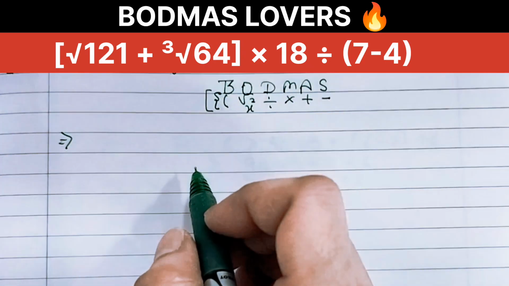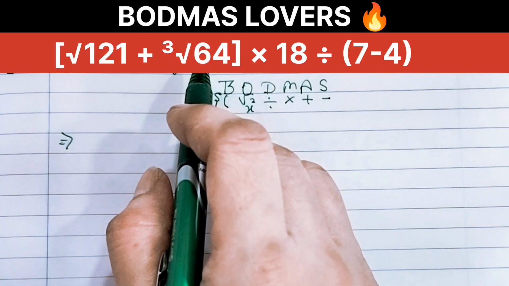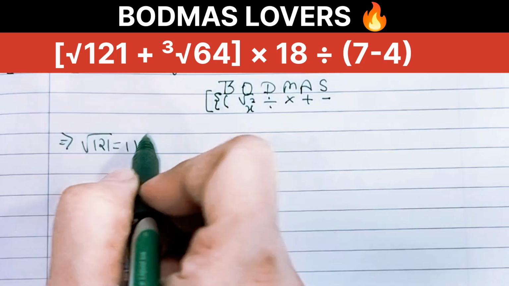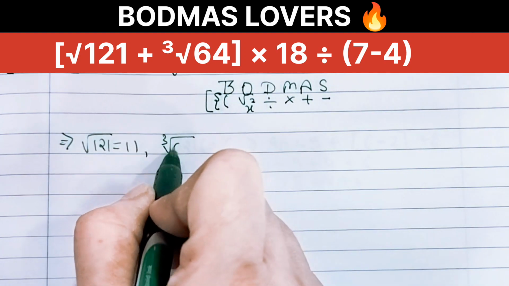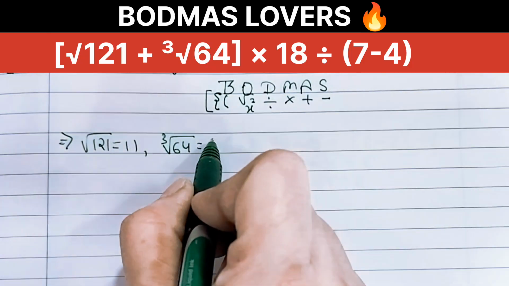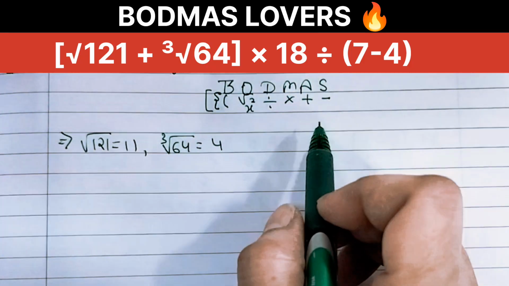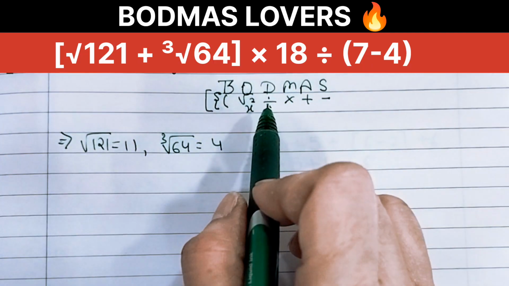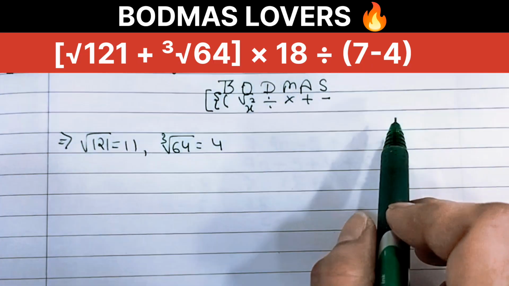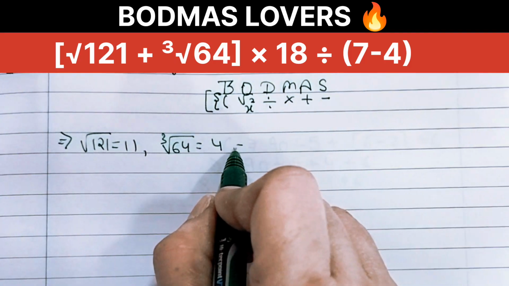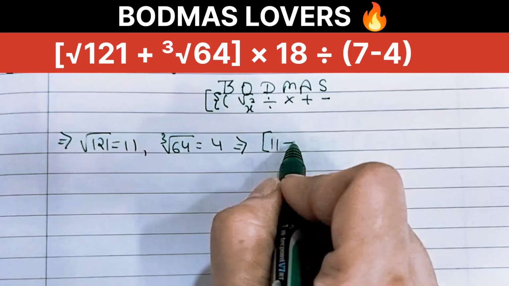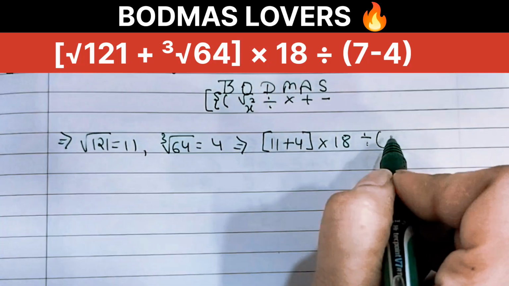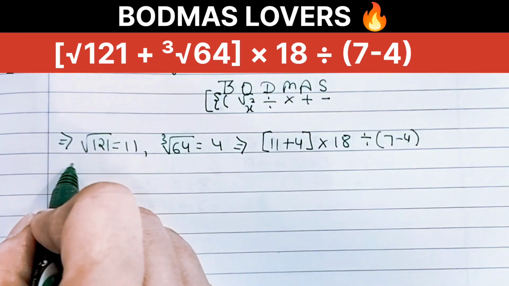First step, we simplify the orders, the roots inside the square brackets. Now calculate root 121, which gives 11, and then the cube root of 64, which gives 4. According to this step, PEMDAS says operations inside the bracket, and orders, roots and powers take the highest priority, and we simplify these individual terms before handling the rest of the brackets. And now the current expression becomes square bracket 11 plus 4 square bracket, multiplied by 18, divided by 7 minus 4. Move to the next step.